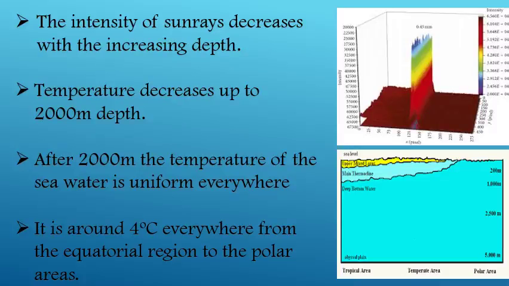Whereas the light blue color or the yellow color shown in this image shows that the temperature will decrease or increase, whatever it is, depending upon the sun rays, till 2000 meters only. After that it is going to be 4 degrees Celsius, let it be any heat zone or any part of the earth.